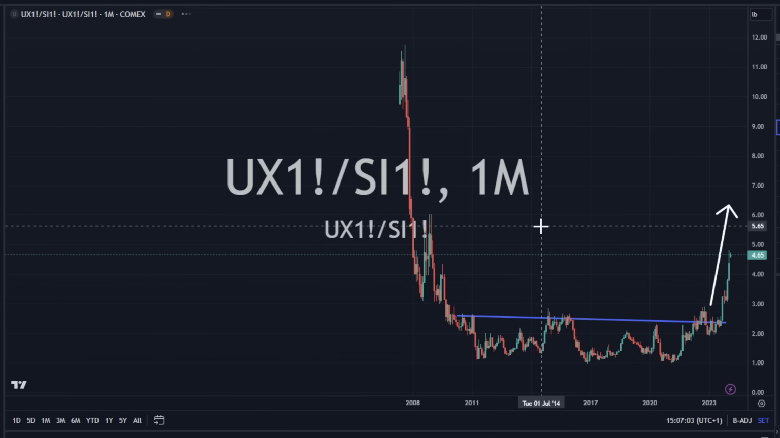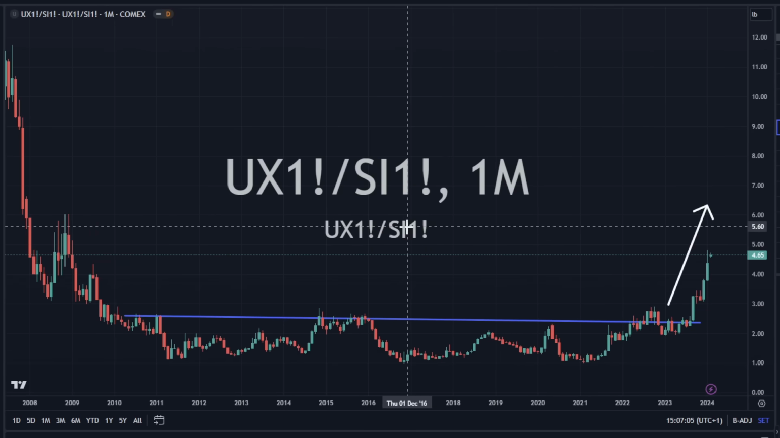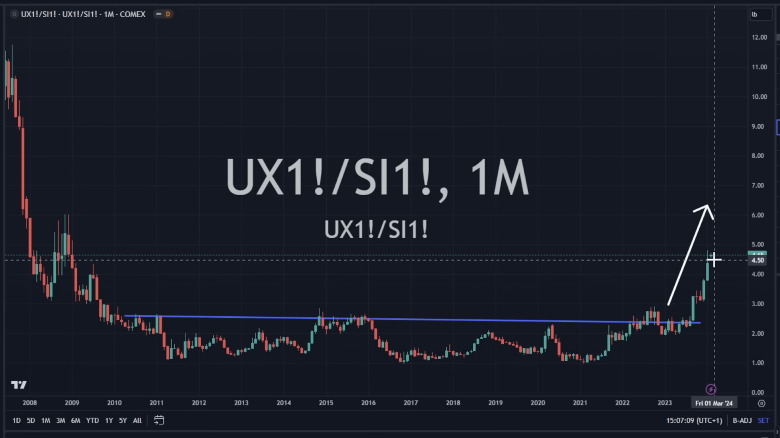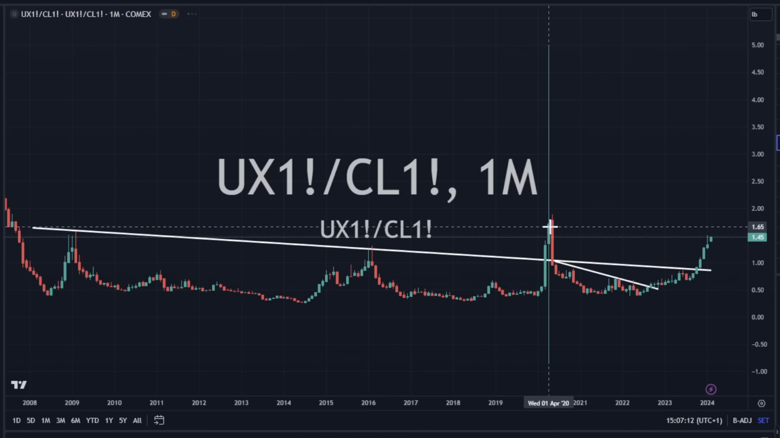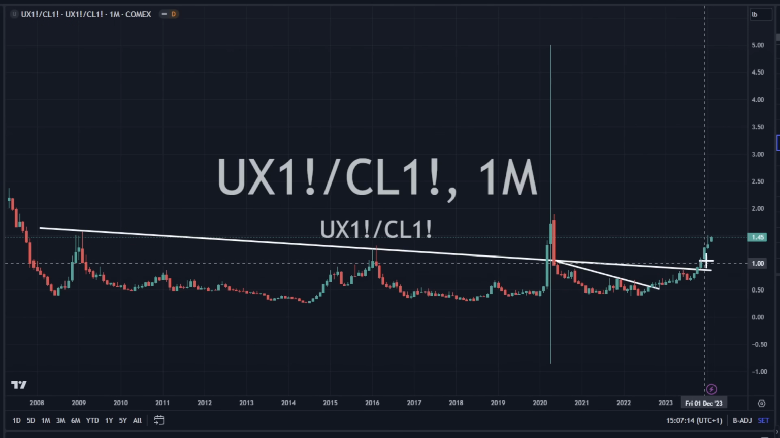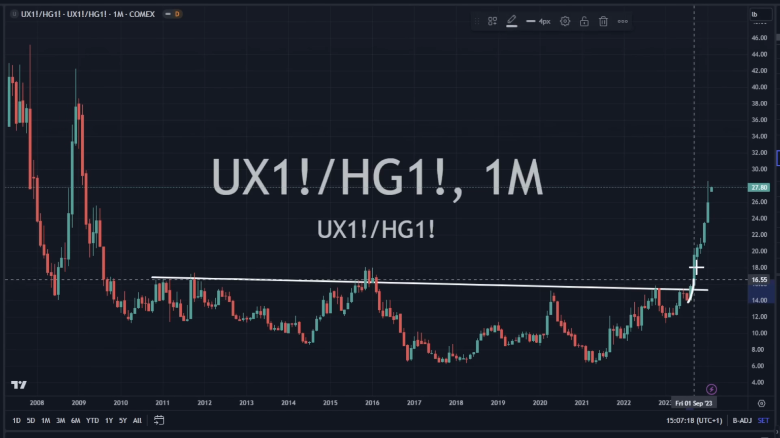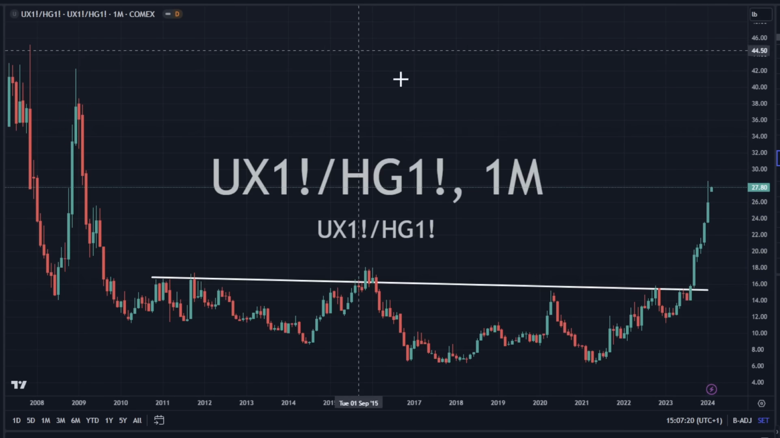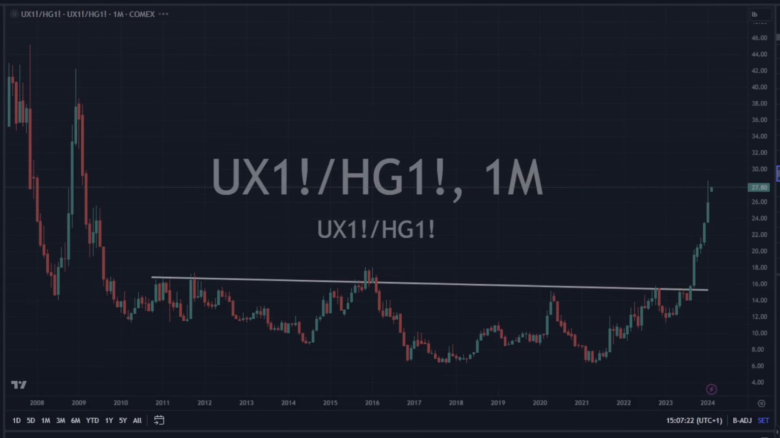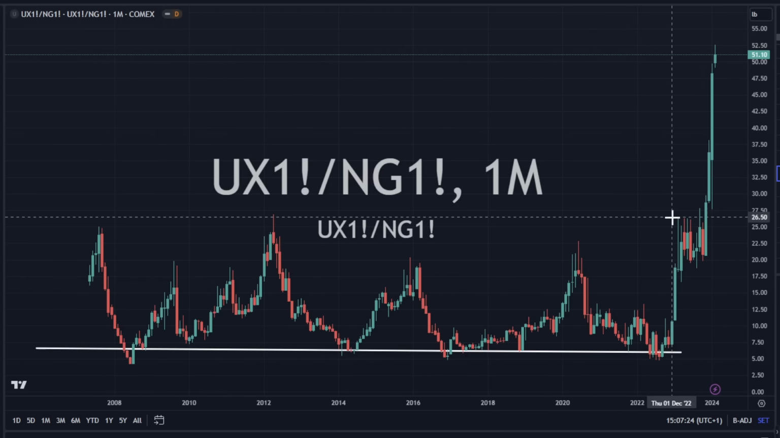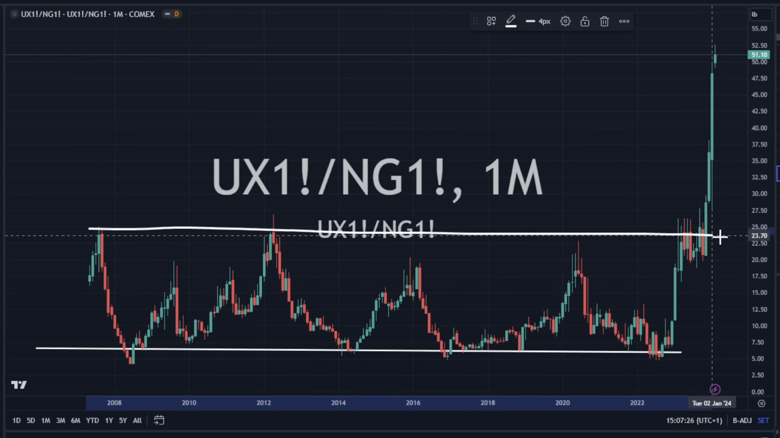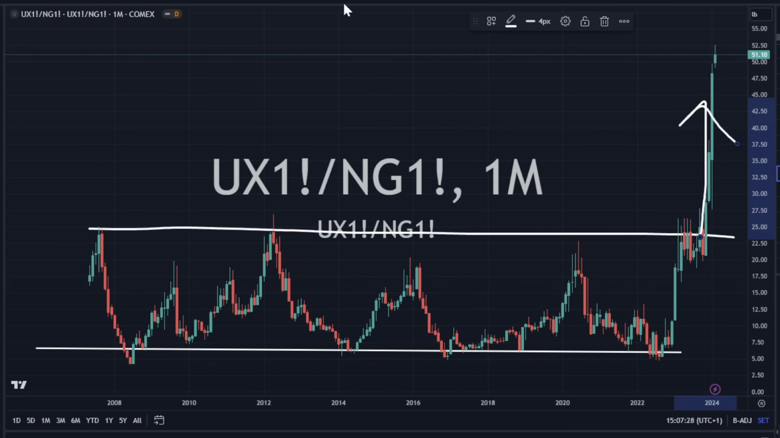We've got uranium versus silver. Uranium's, I think, going to basically outperform just about everything. So it is rocketing higher against silver. Uranium's rocketing higher against oil massively. Uranium versus copper, massive outperformance. It's like literally a straight move higher. Uranium versus nat gas, huge breakout here, guys. Huge breakout to the upside there.